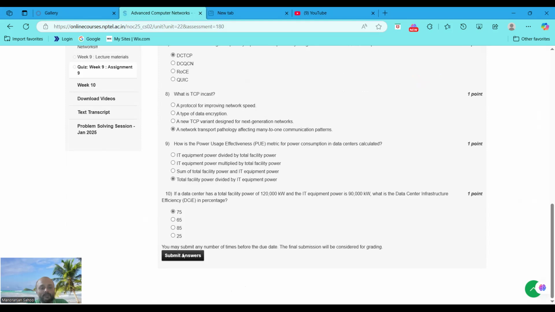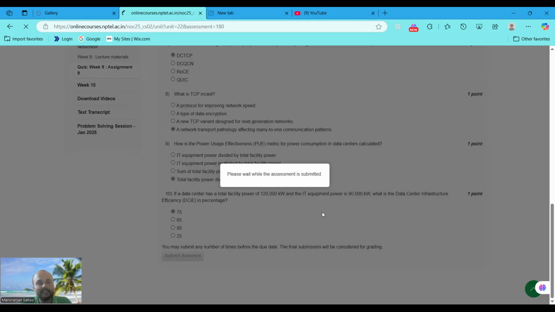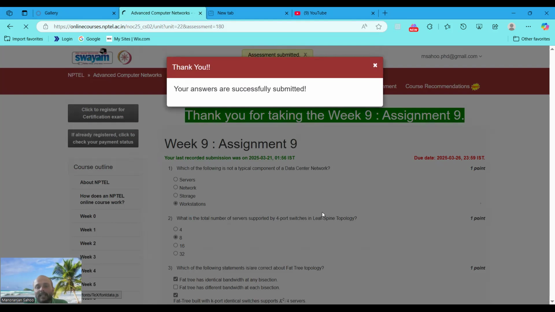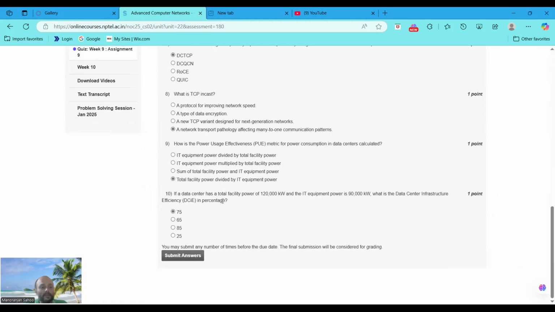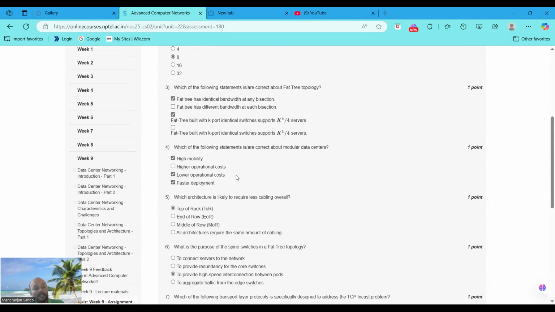Clear? Now we are going to submit the answers of these questions. Guys, you can see, thank you for taking Week 9 Assignment 9, your answers are successfully submitted. We attempted all the questions with explanations and it will be helpful for your upcoming examinations. For the assignment, it is okay, but this type of question can come into your annual, final or theoretical examinations. The question may somehow change, but the method is the same.